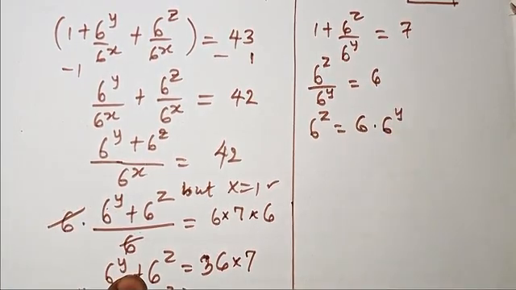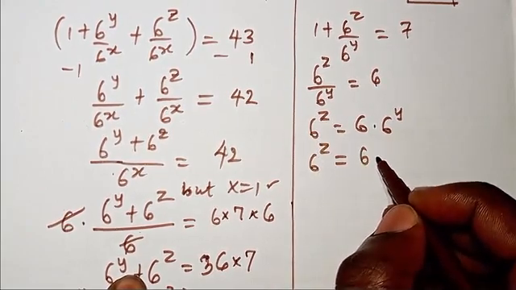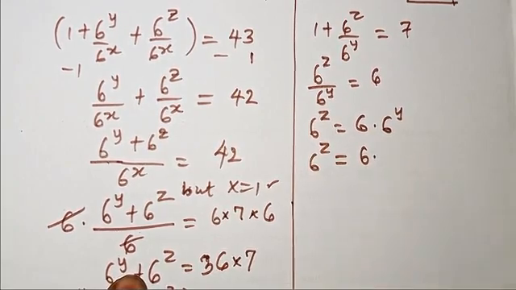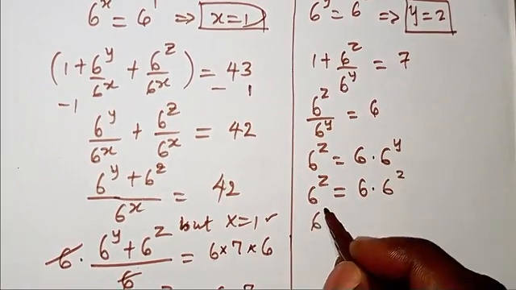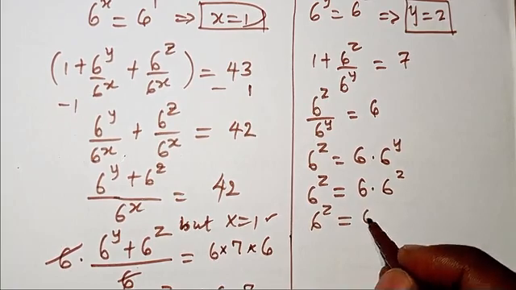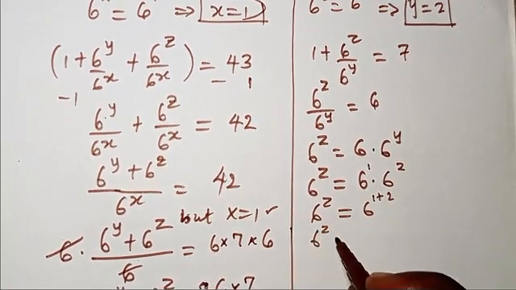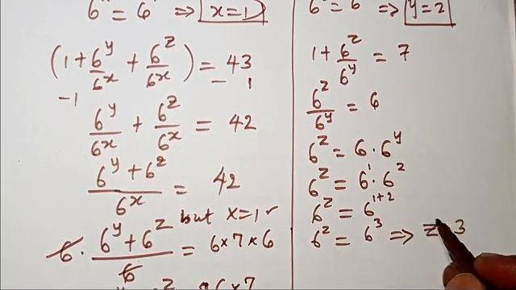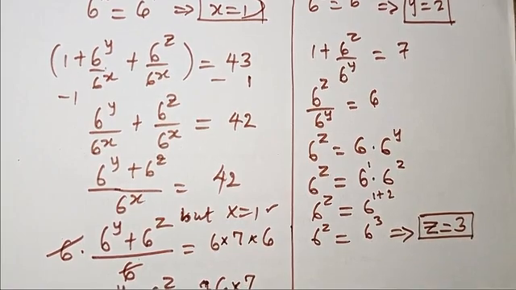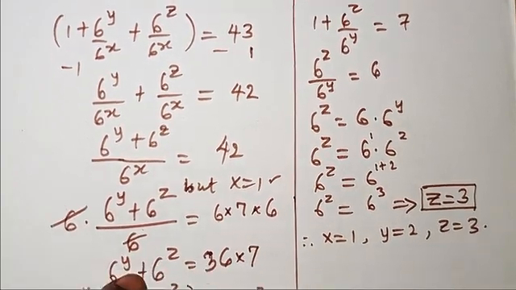So now from there we have 6 to power z equals 6 dot 6 to power y. Are you following? So we know that y is 2, according to what we have there. So we're going to have 6 to power z equals 6 to power 1 plus 2. From the law of indices, we have 6 to power z equals 6 to the power 3. So this implies that z equals 3. Can you see that now? So we have the solution: x equals 1, y equals 2, and z equals 3.